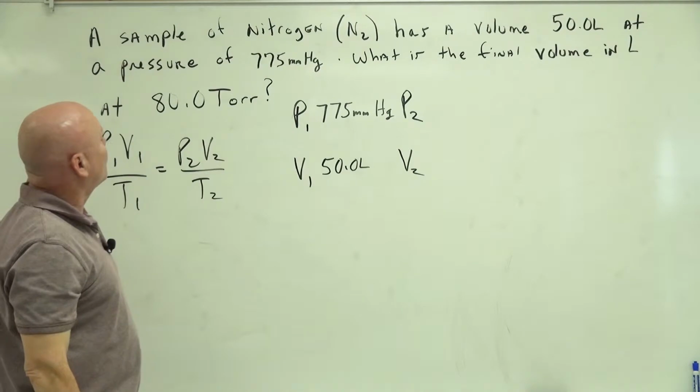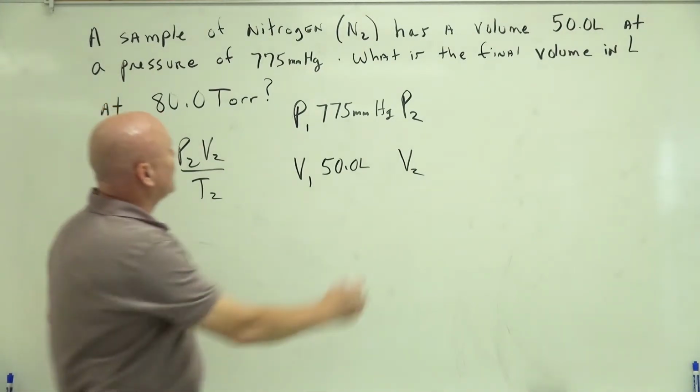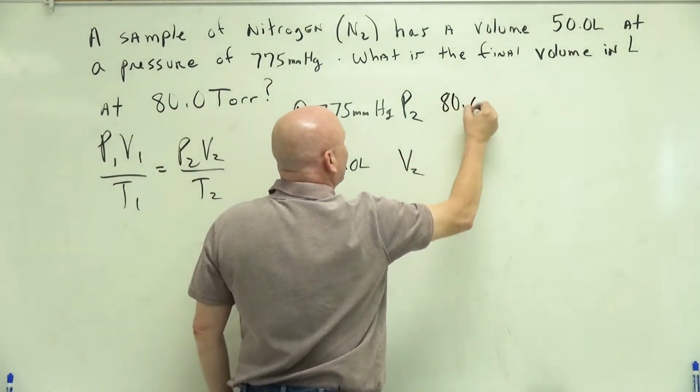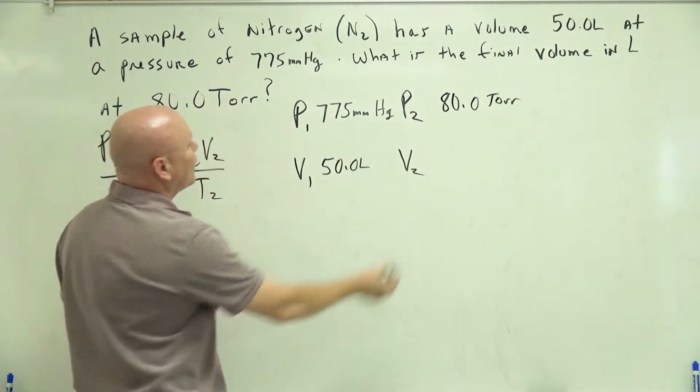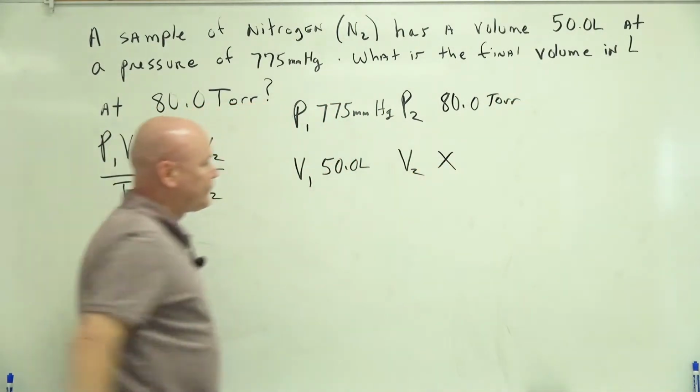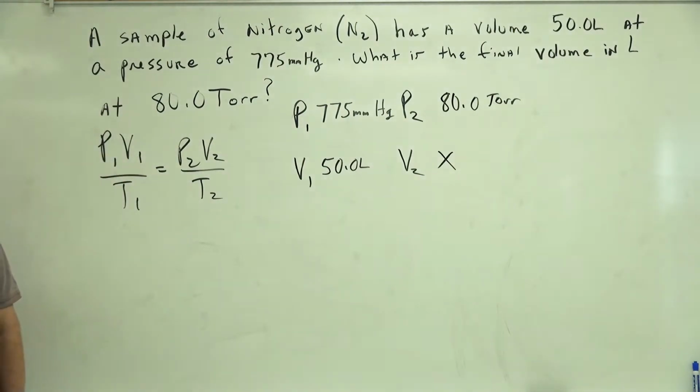Let's see, what's our ending pressure? Well, that would be 80.0 torr. And our ending volume, well, we don't know what that is. All right, so I pulled out everything from the word problem. Made myself a table and I pulled them down.